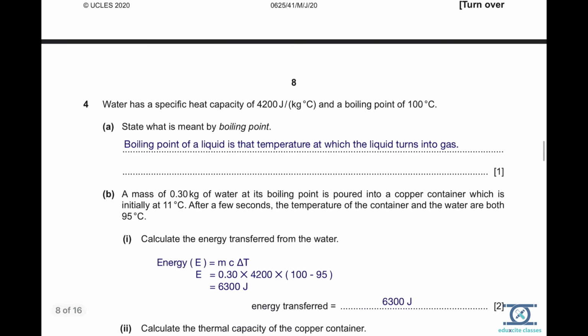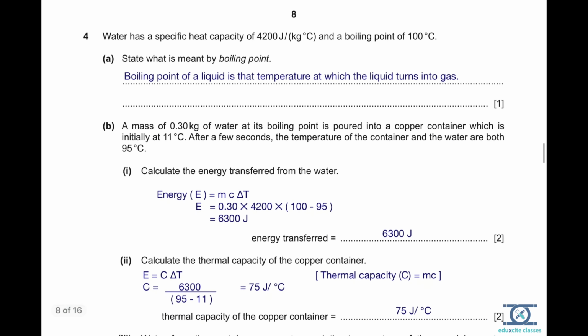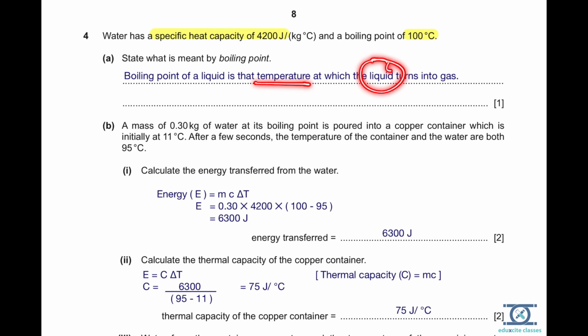Okay, now the fourth question. Water has a specific heat capacity of 4200 joule per kg per degree centigrade and a boiling point of 100 degrees centigrade. What is meant by the boiling point? It is simple. The boiling point of a liquid is that temperature at which the liquid turns into gas. At the boiling point we all know the liquid is turning into gas, and 100 degrees centigrade is the boiling point for water.